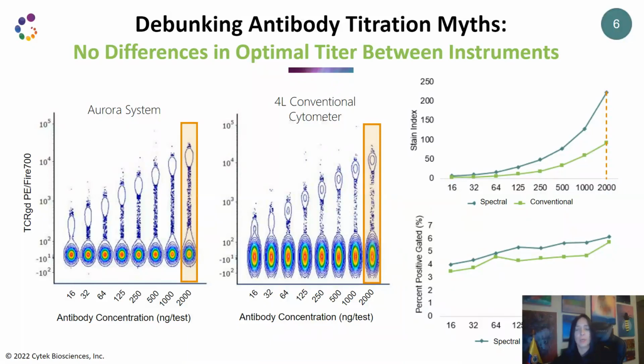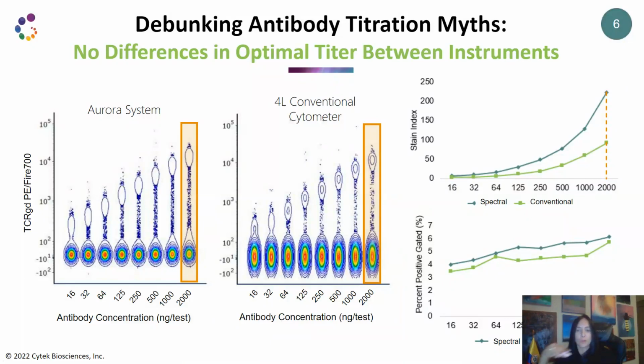On the other plot, we are seeing a 4-laser conventional. In terms of intensity, very similar, a little bit more spread. And because of that, when we calculate stain index, what we are seeing is the dark green, it's the spectral cytometer. Values for that stain index are higher.